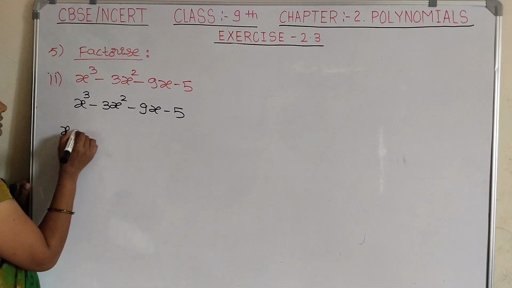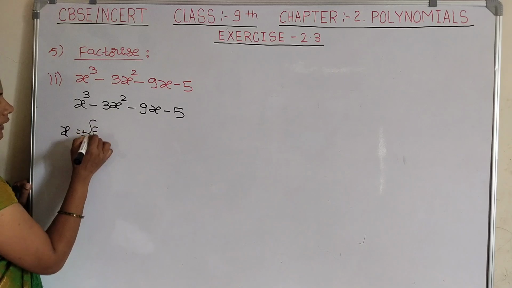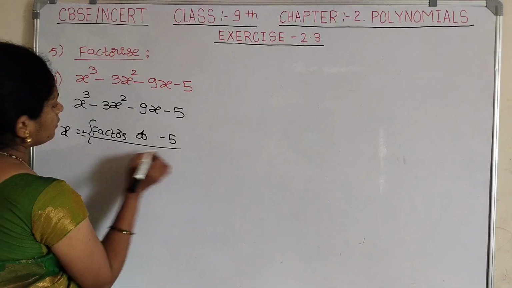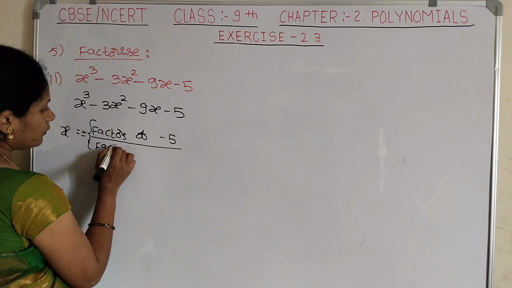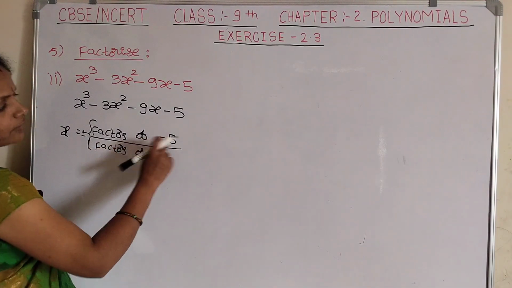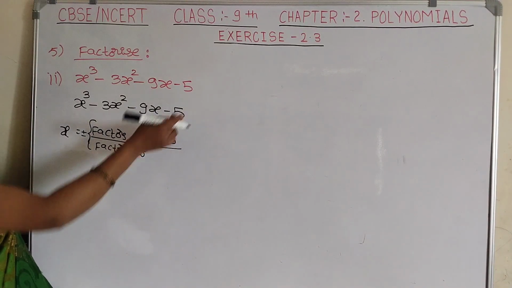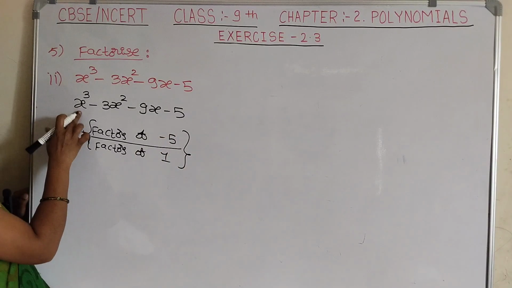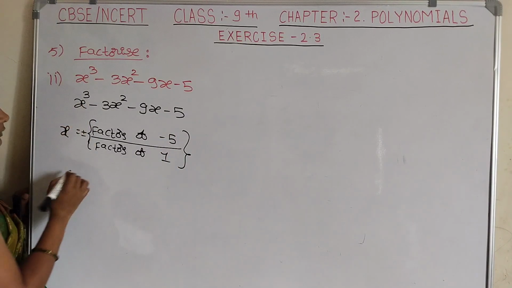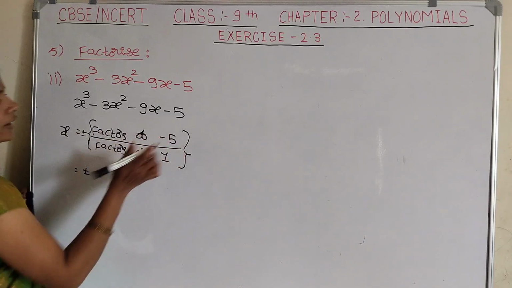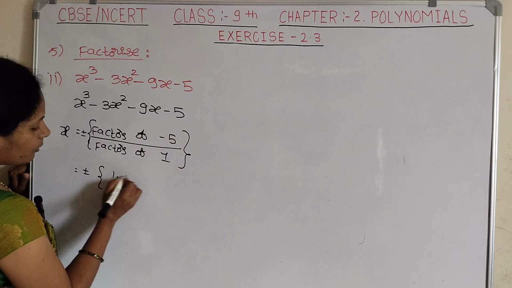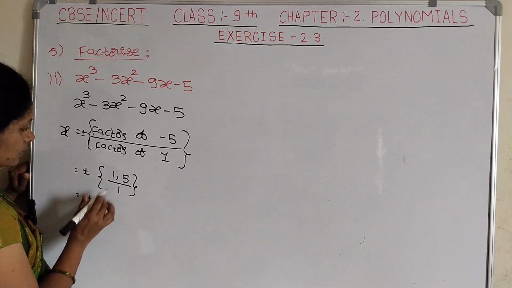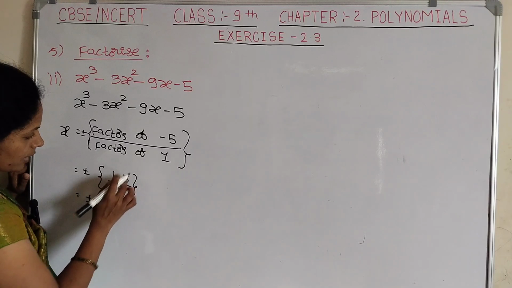Now, x is equal to plus or minus, get the factors of minus 5 divided by factors of... why have I written minus here? Because this is the constant, and factors of the 1, because the highest power is x cube, its coefficient is 1, plus or minus. Factors of 5 are 1, 5 divided by 1, plus or minus 1 by 1 is 1, 5 by 1 is 5.